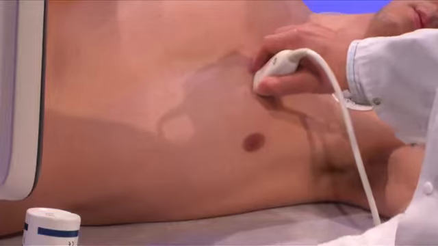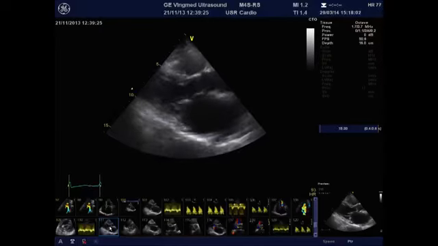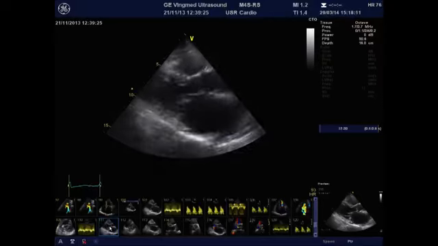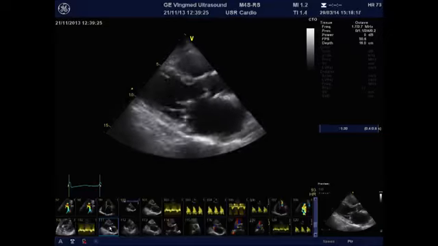So let's start here with a brief overview of the case, and we can see here the parasternal long axis view, and you can see that the mitral valve is not opening normally. There's a hockey stick appearance of the mitral valve. There's a dilated left atrium. The left ventricle seems to be correct.